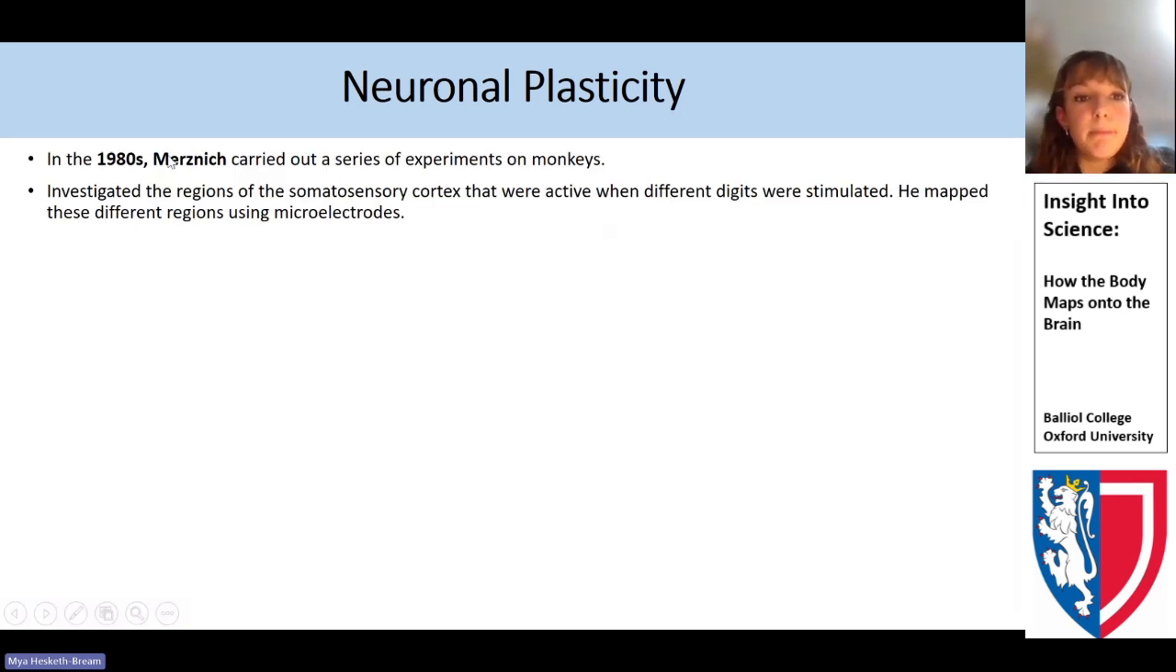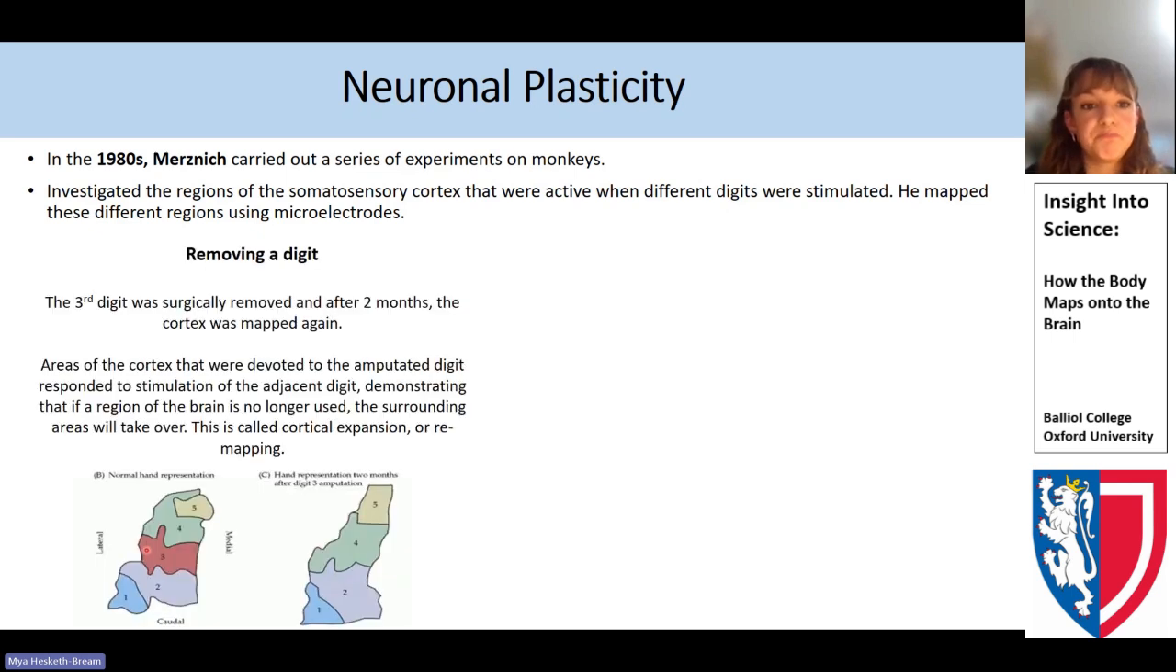So a guy called Merzenich in the 1980s, he carried out a series of experiments investigating this, and he performed them on monkeys. So he investigated the regions of the somatosensory cortex that are active when different digits are stimulated. And he mapped these different regions using microelectrodes. So before, I said that we had these electrodes in the brain and we were stimulating them. But in this one, it's the opposite. So instead of putting current in and seeing where you get a sensation in the skin, you're touching the skin and seeing which regions of the brain are active when that happens. So it's just the reverse thing that's happening.